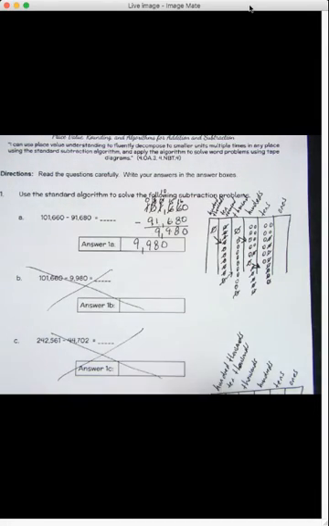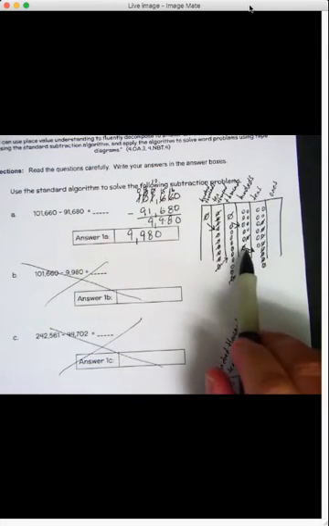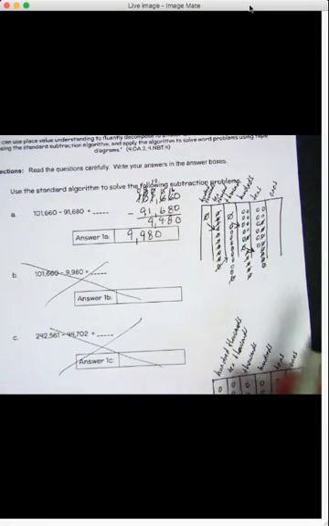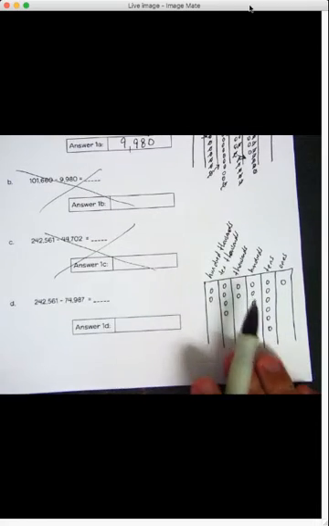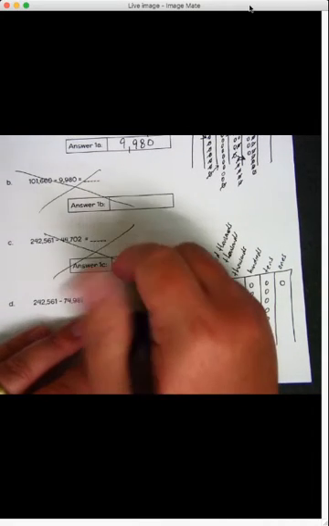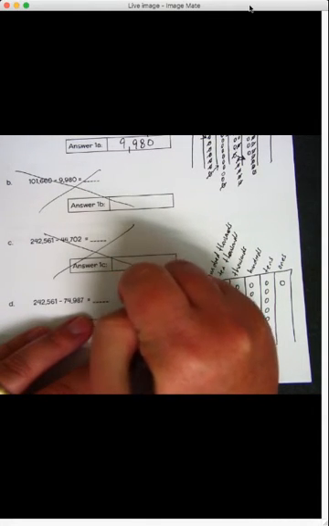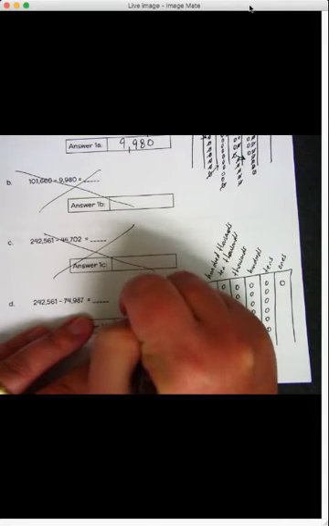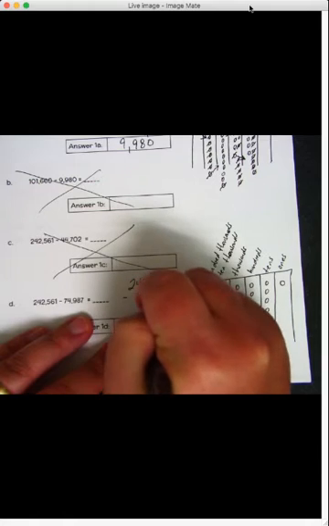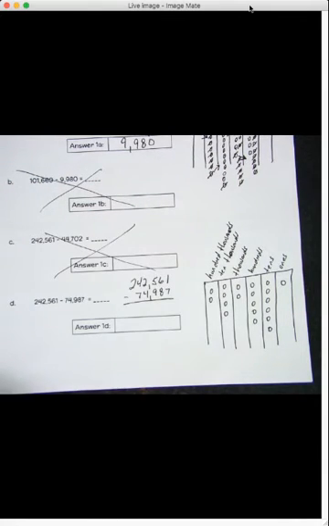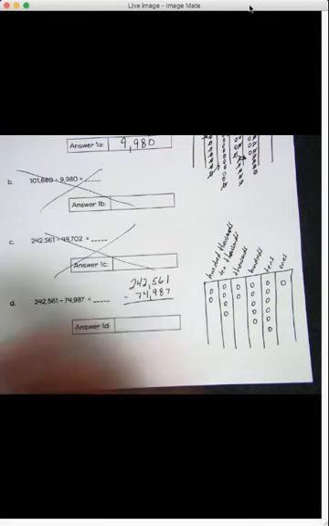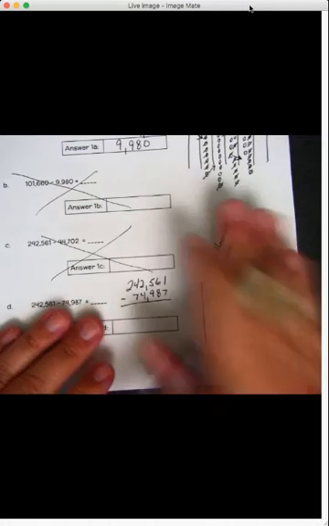9,980. So this time we did the place value chart first, and then we went back and subtracted. Let's do it the opposite way this time. Let's subtract it, and then let's do it in the place value chart and show what we did. So 242,561 minus 74,987. So let's just do it the standard algorithm, which just means subtracting without any help. So we'll pretend that's not there right now.